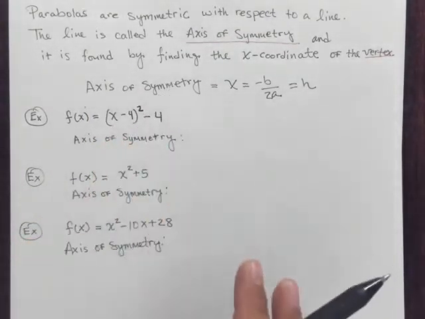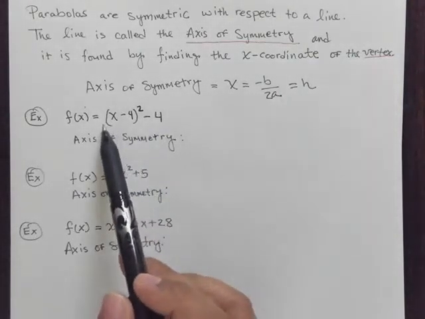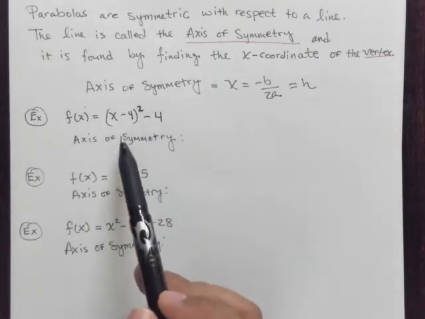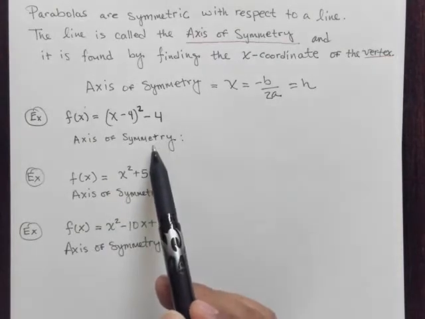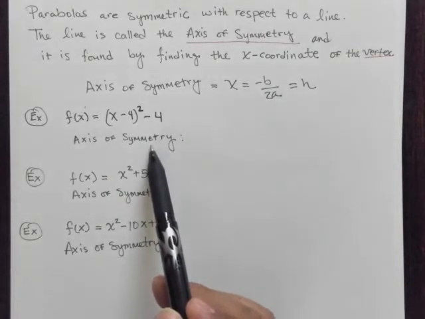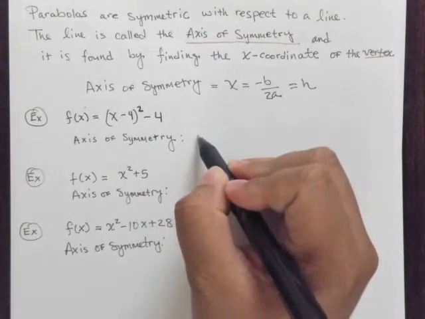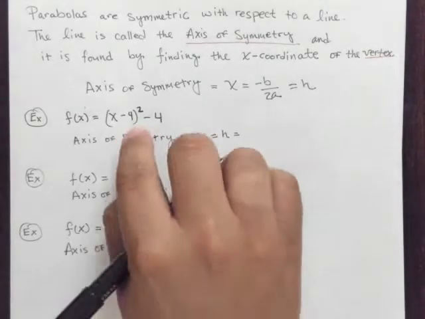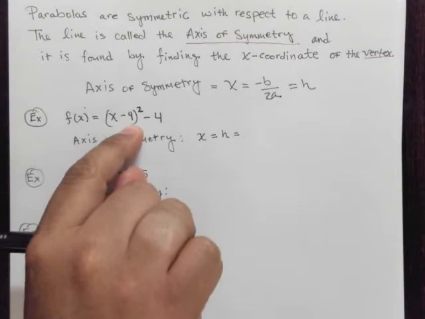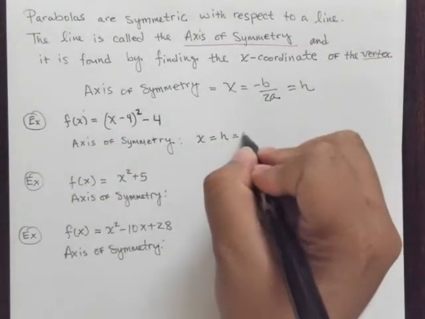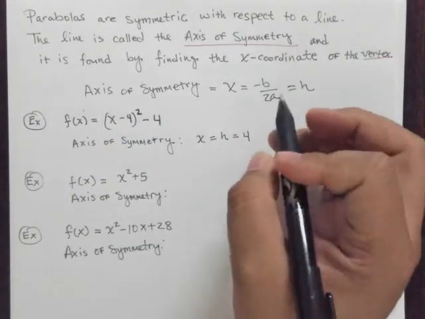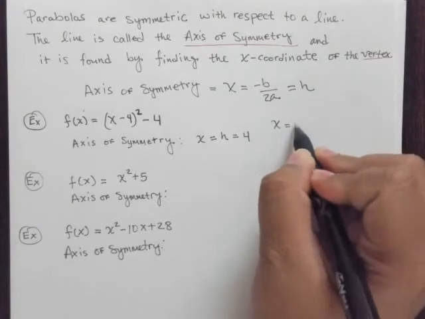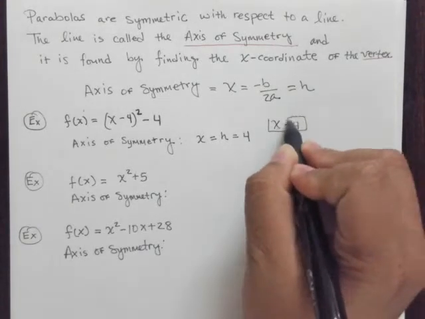This one is really easy. It is in vertex form, so to find the axis of symmetry, all we have to do is find out what h is. Since it's in vertex form, we say x equals h, which is the opposite of whatever's inside the parentheses, so positive 4. So the axis of symmetry is x equals 4.